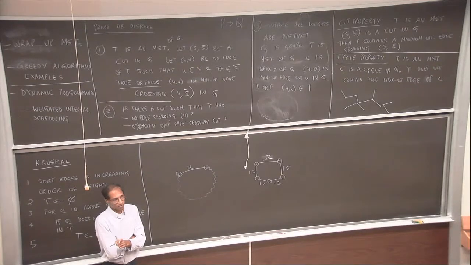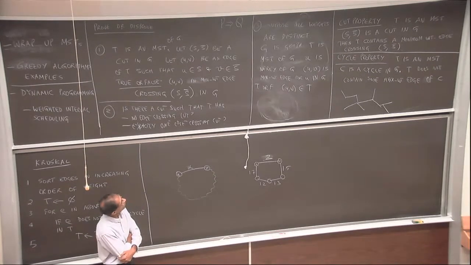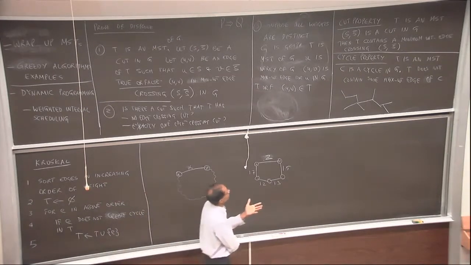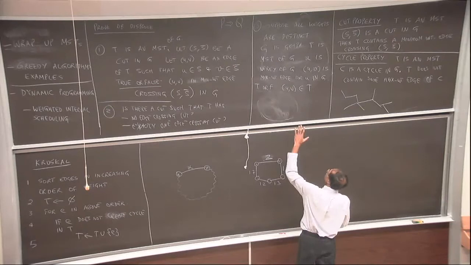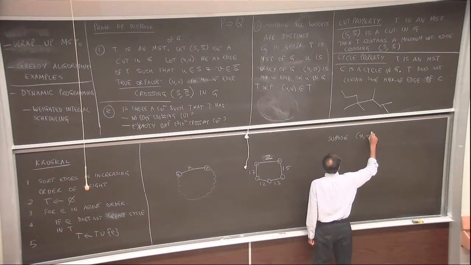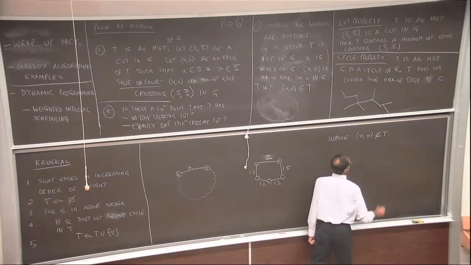So let's try the other side. So we want to prove it's true. Okay. How do you prove that it's true? Basically, the standard way to do it, and as I said again and again, is some kind of an exchange argument. You suppose all the conditions are true, but suppose UV does not belong to the tree.